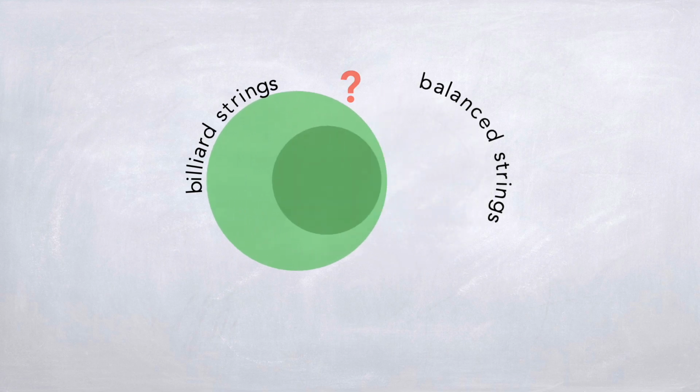Another possibility is that balanced strings form a proper subset of billiard strings. In this scenario, we would finally be able to answer yes to certain strings in our game, but we would still need a way to detect any billiard strings that were not balanced.